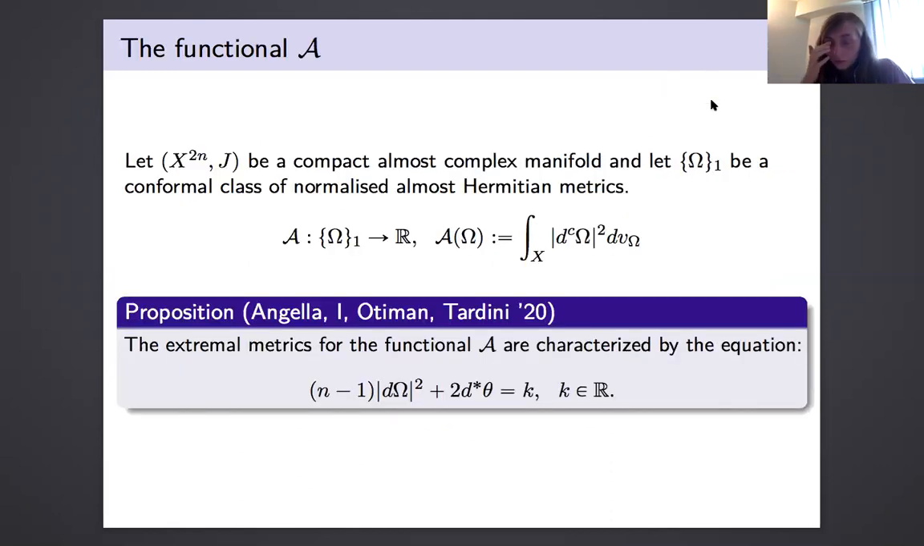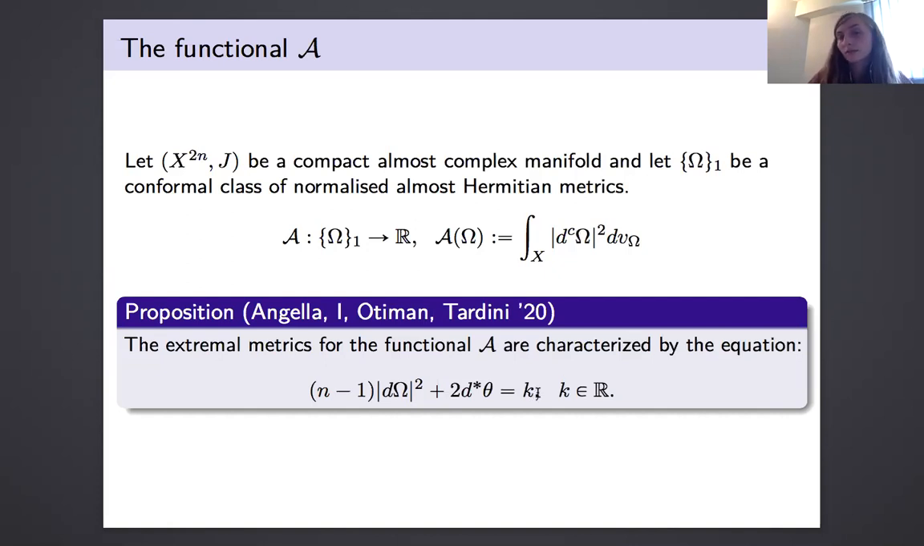And finally, for the last functionals, there is not much to say. One of them was given by the L2 norm of DC omega. This is the same as taking the L2 norm of D omega, but we wrote it in this manner because DC omega is also the torsion of the Bismut connection. So this functional is supposed to minimize the torsion of the Bismut connection. And also this is exactly the difference between the Bismut connection and the Levi-Civita connection.